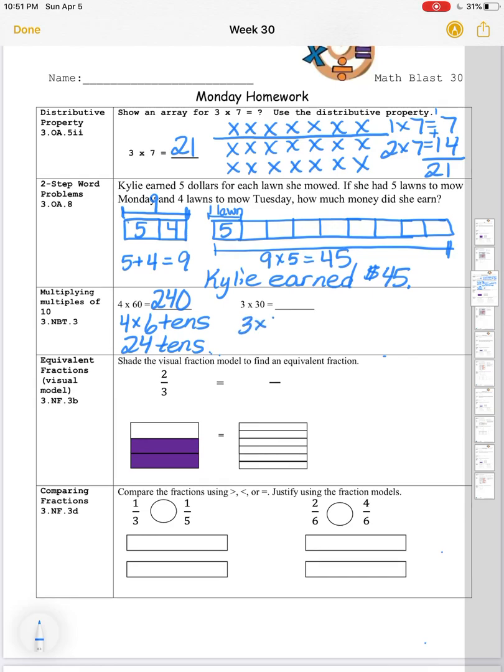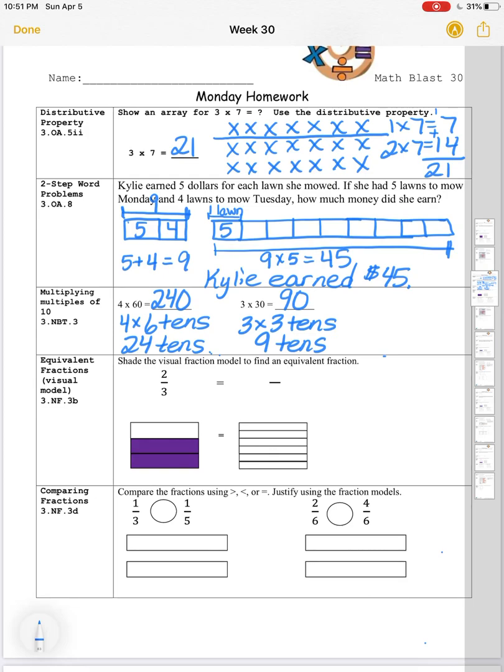3 times 30 is 3 times 3 tens. 3 times 3 is 9, and our units would be tens. So 9 ending in the tens place means I need 0 in the ones. The product of 3 times 30 is 90.